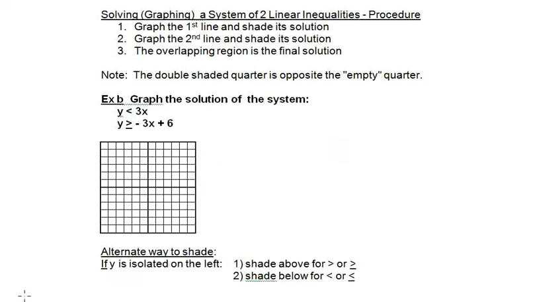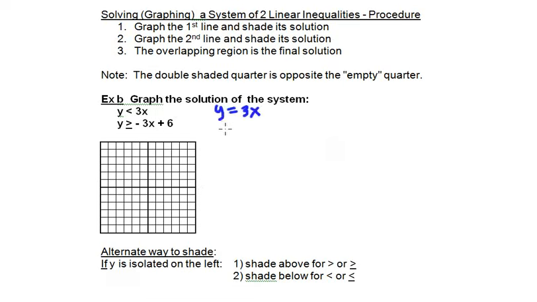Next, let's take a look at a system of two linear inequalities. For two inequalities, it's not really much different than a single inequality. We'll just do the same procedure twice. So we're going to take a look at the first inequality, y is less than 3x, and we can graph it as if it were a line.